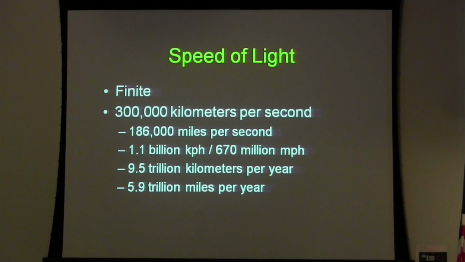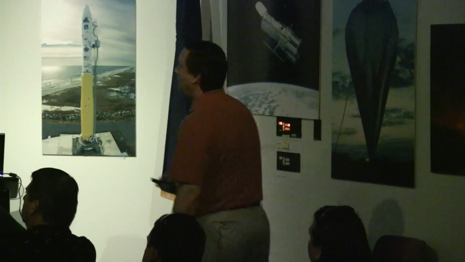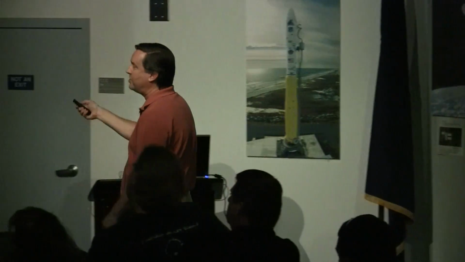Because we're talking about the speed of light. And we've mentioned that it is finite and 300,000 kilometers per second. But under the special theory of relativity, the idea is that the speed of light is absolute. Nothing can go faster than the speed of light. And furthermore, that the physics is the same to all observers. Anybody in any reference frame will measure the speed of light to be the same. These two ideas, that the speed of light is an absolute and the physics is the same, produce some really strange things in terms of space and time.